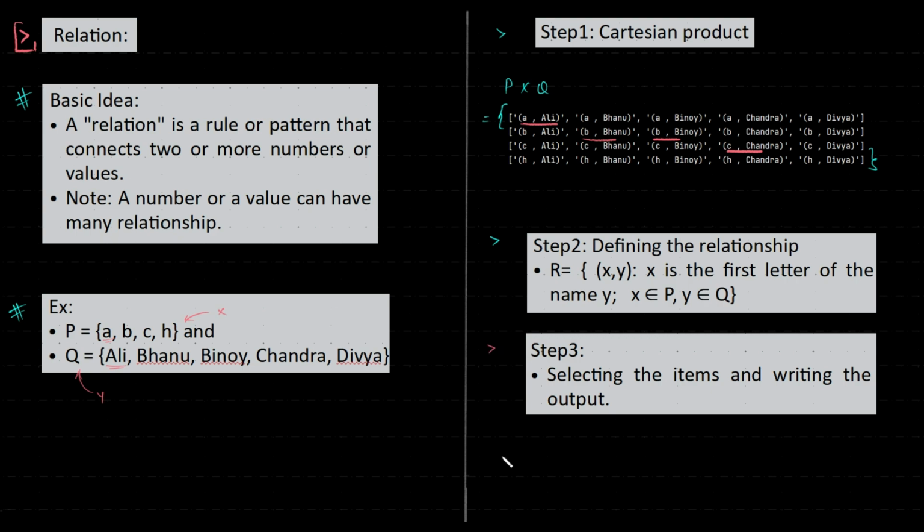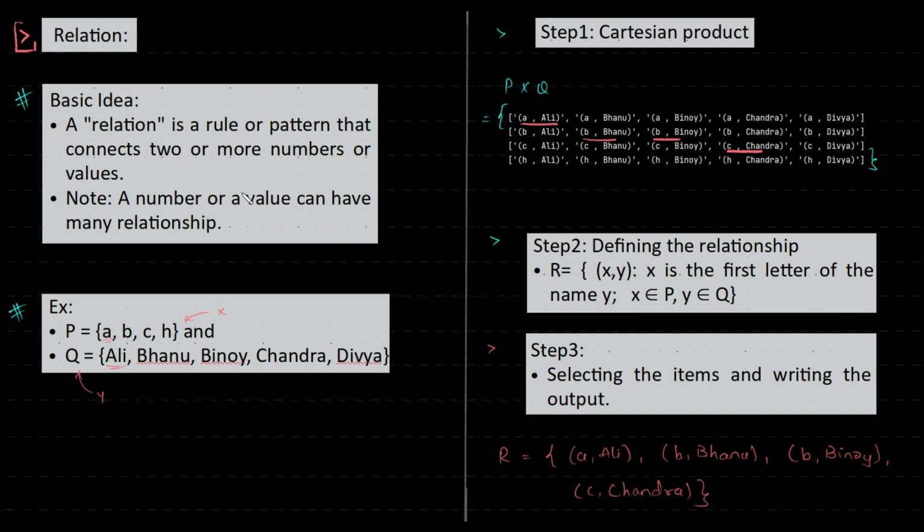So we have the relationship R being equated to (A, Ali), (B, Bhanu), then we have (B, Binoy), and then (C, Chandra). So this would be your output.